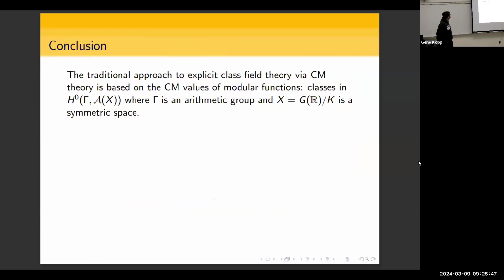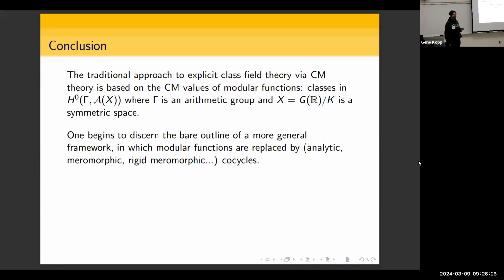Okay, so in conclusion, I just want to say that the traditional approach to explicit class field theory via CM theory is based on CM values of modular functions. That was what I mentioned in the beginning of my talk. You can think of a modular function as a class in H^0 of Gamma with coefficients in A(X), where Gamma is some arithmetic group and A(X) is a space of analytic, for example, or L2, some kind of nice space of functions on a symmetric space, where X could be some G(R) modulo compact, for example. So that's the traditional framework. That's the framework of Shimura-Taniyama.